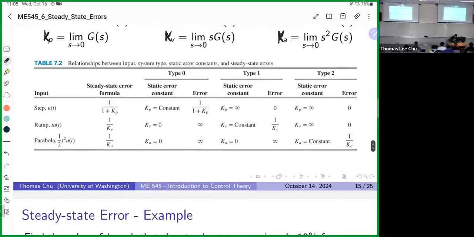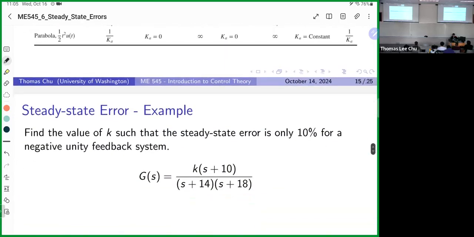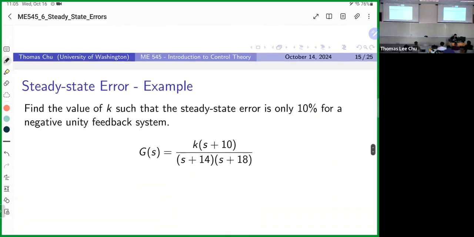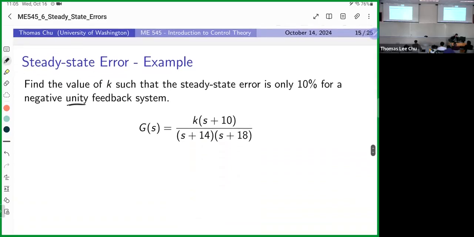So there's that. Now let's look at an example. Basically, we want to find the value of K such that the steady state error is only 10% for a negative unity feedback system. So unity meaning H of S is equal to 1. And then note that this is a type 0 system, meaning that there is going to be steady state error for a step input specifically.